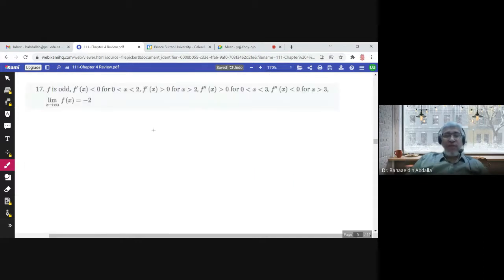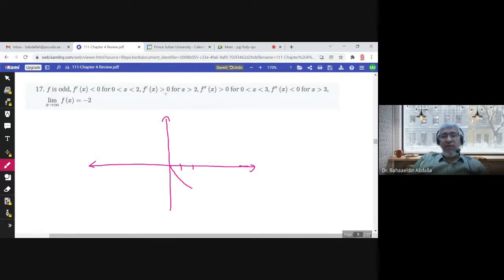Another question, f is odd. Odd functions means whatever you graph here, you rotate 180 degrees. You remember like x cubed, like x. Okay, f prime less than 0, the first derivative less than 0, this means decreasing. The function is decreasing from 0 to 2. Okay, this is 0. From 0 to 2, the function is decreasing. Let me say like this, decreasing.